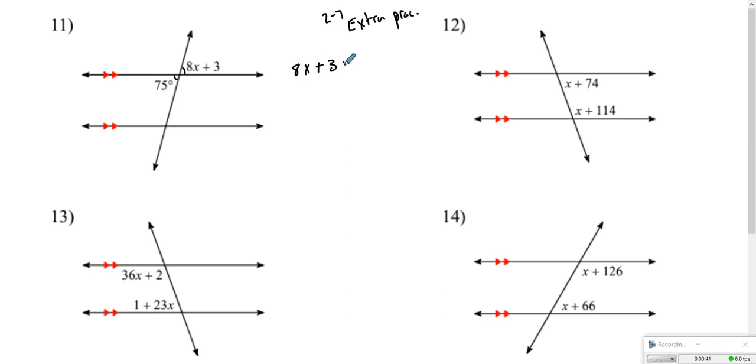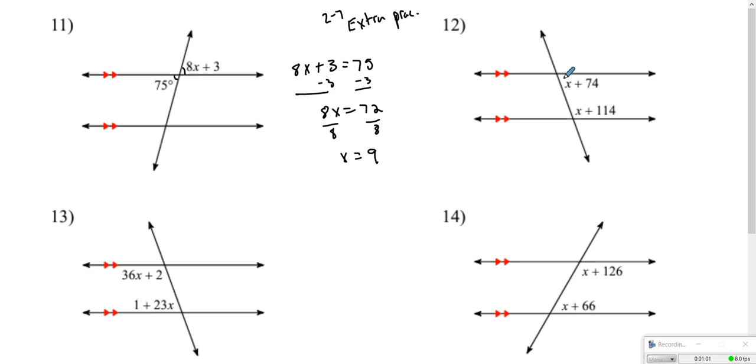8x plus 3 is equal to 75. I'm going to subtract 3 from both sides. We get 8x equals 75 minus 3, which is 72. I'm going to divide both sides by 8, and we get x equals 9.